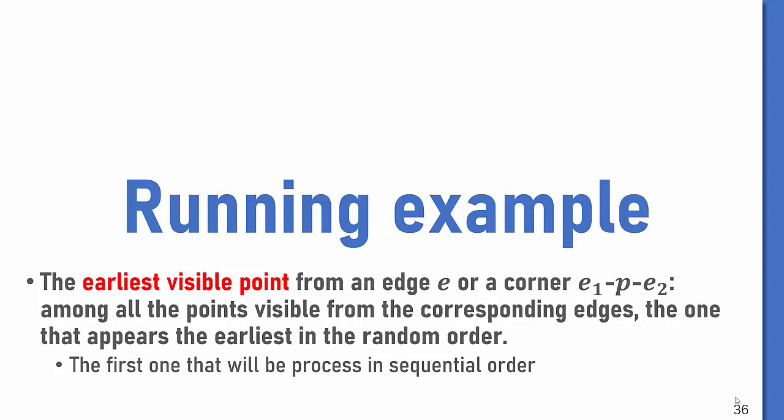Finally, let's see a running example. For more convenient description, we use the earliest visible point from an edge or a corner to mean, among all the points visible from the corresponding edges, the one that appears earliest in the random order. In other words, that's the point that would remove the edge in the sequential order.